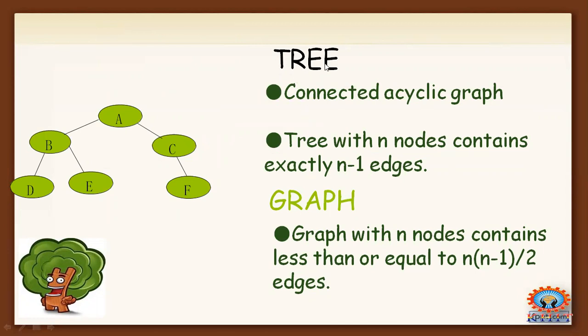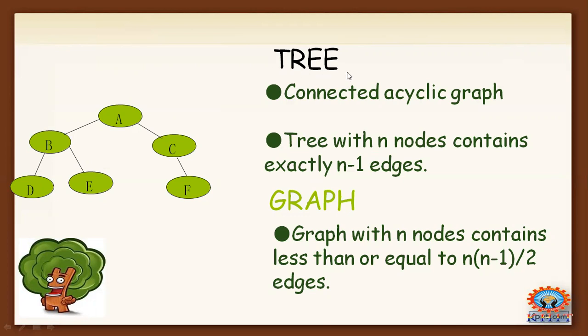What is a tree? A tree is a non-linear data structure. Basically, there are two types of data structures, namely linear data structures and non-linear data structures. In linear data structures, we usually use stack and queue, whereas in non-linear data structures, we use trees and graphs. So this is very important, the difference between tree and a graph.